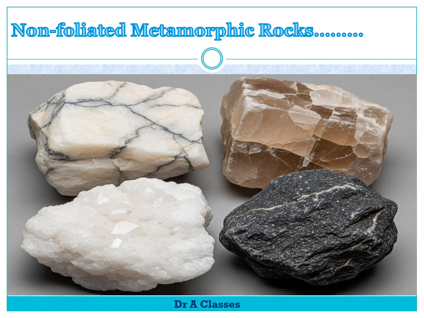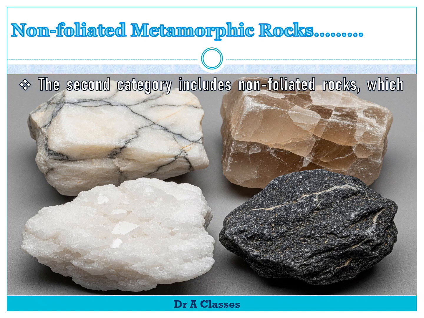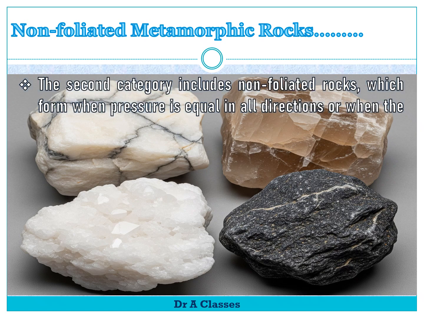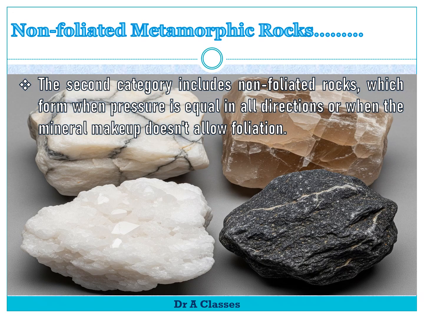Non-foliated metamorphic rocks. The second category includes non-foliated rocks, which form when pressure is equal in all directions or when the mineral makeup does not allow foliation. Minerals are randomly arranged with no preferred orientation, often forming under uniform pressure or in rocks composed of equidimensional minerals that do not align easily.